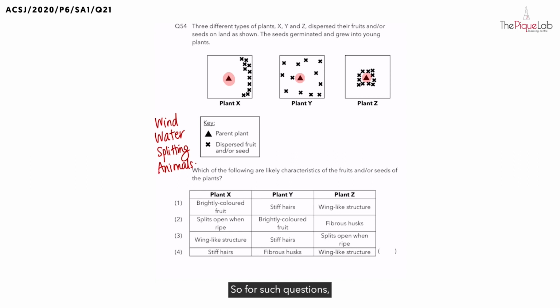So for such questions, what I would need all of you to do is to first identify the dispersal pattern. Whether they are dispersed in a certain direction, whether they are dispersed along the sides of the river, whether they are clustered together, or whether they are just randomly dispersed. Once you have identified the pattern, you can then match it according to the dispersal method.